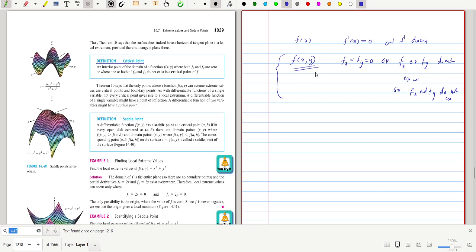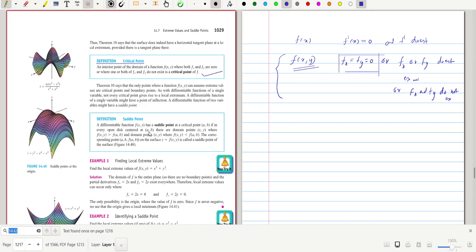So in order to get the critical points, you need to equate fx equal to fy equal to 0. That means both the partial derivatives should be 0, or one of them does not exist, or both do not exist. So these are the classification or analogous discussion of extreme values of a function of two variables. This is the definition of critical points.